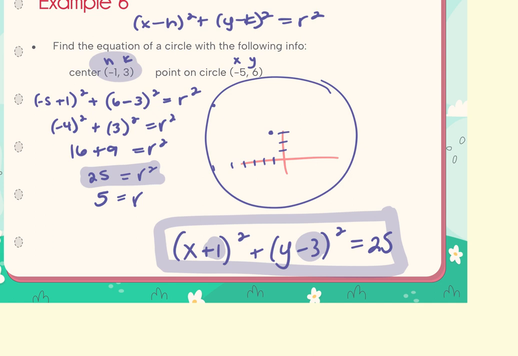You can, but it's not asking you to find R, it's asking you to find the equation. So the equation is your answer. If it said find R and then the equation, then you need both parts. But if it's just asking for the equation, which this one is, then you can stop at the R squared.